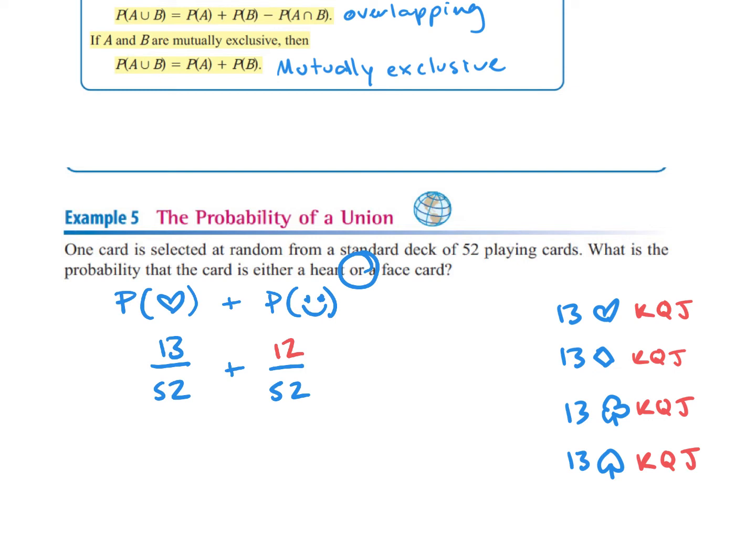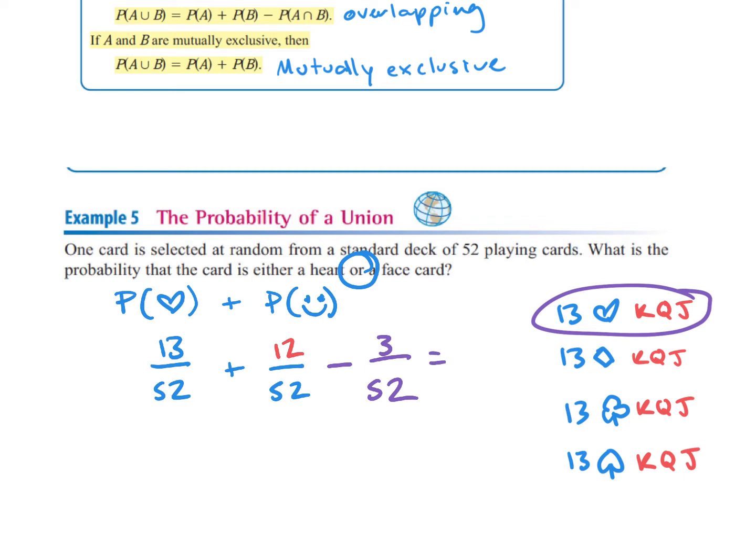Do any of these cards overlap? Do I have hearts that are also face cards? Yes. How many hearts that are face cards, or how many face cards that are hearts? 3. So I have to subtract the overlapping ones. Because these two are not mutually exclusive, we have to subtract the ones that overlap.